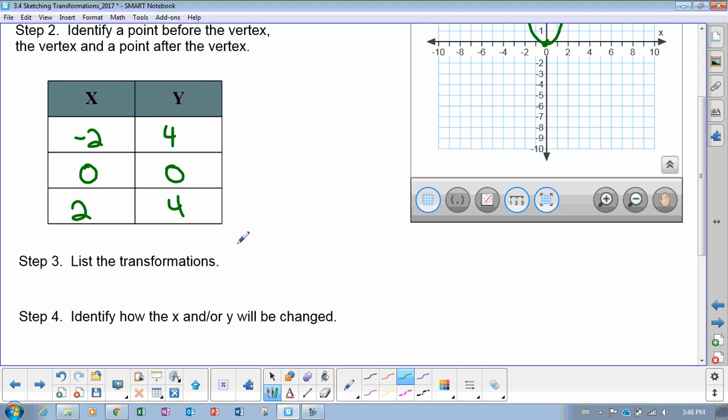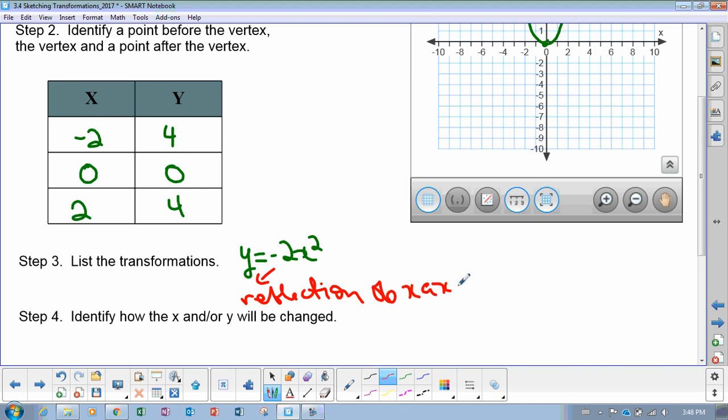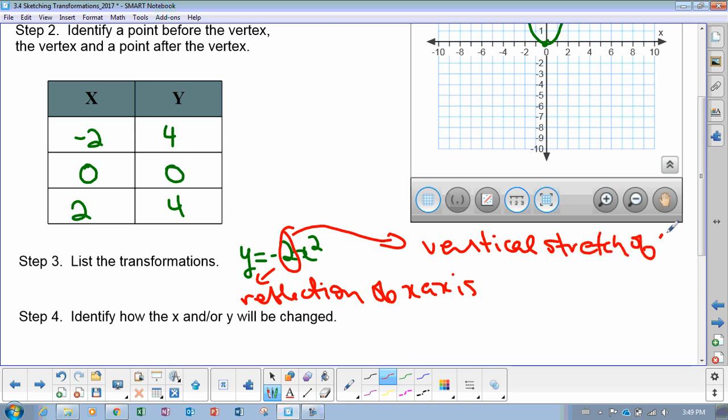I'm just going to rewrite the equation. So we have y equals negative 2x squared. So there are 2 transformations. This negative means that we have a reflection over the x-axis. Then the 2 is telling us we have a vertical stretch of 2.